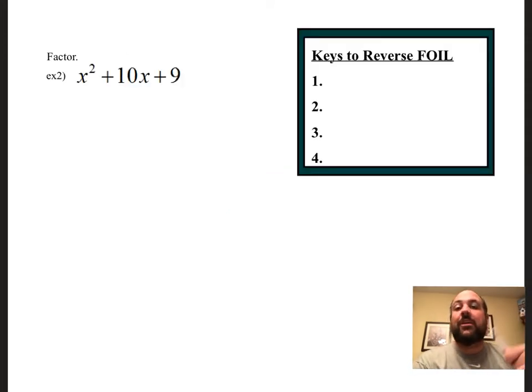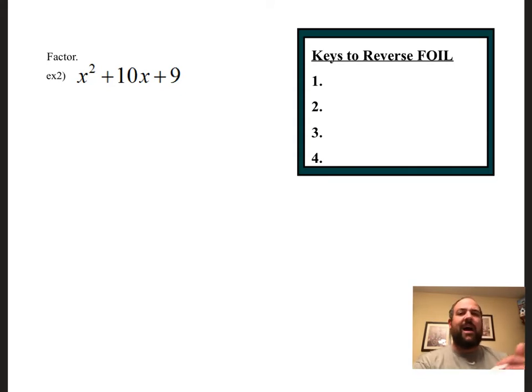Alright, so let's look at our first example of reverse FOIL. The example we have here, x squared plus 10x plus 9, actually doesn't look all that different from something that we would have factored last week. But there are some slight differences when it comes to reverse FOIL as compared to what we saw with the GCF, difference of squares and perfect square trinomials.